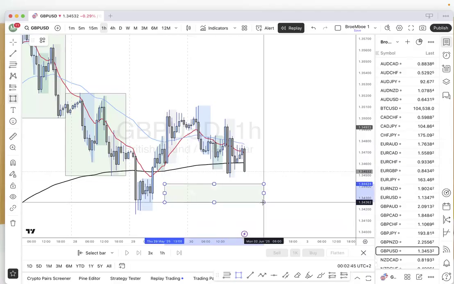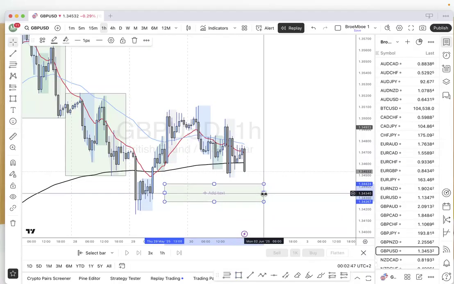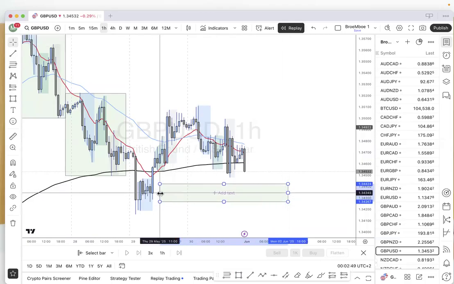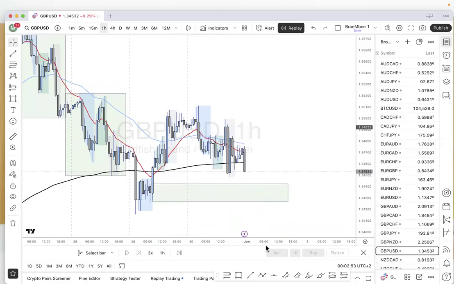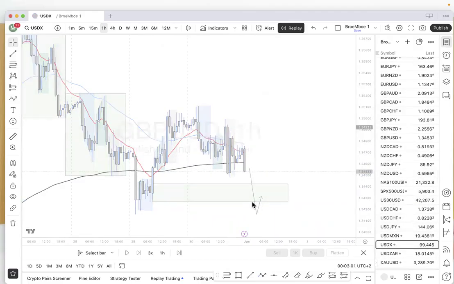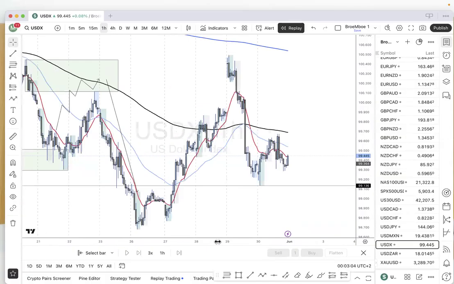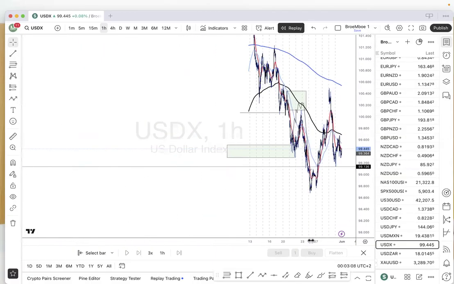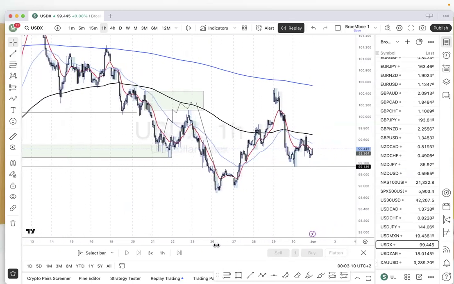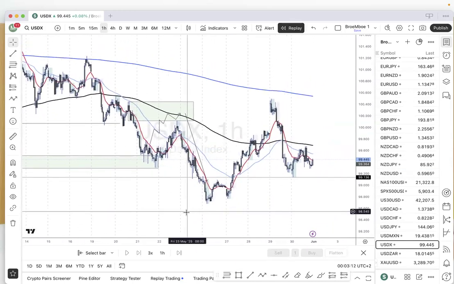All right. Number one, I would say this: if they break lower than this, then you close. Number two, let's look at DXY and see what DXY is up to. So this is DXY.